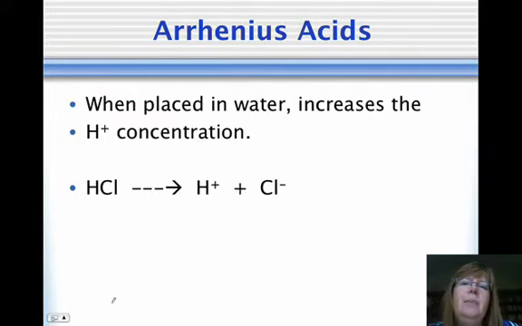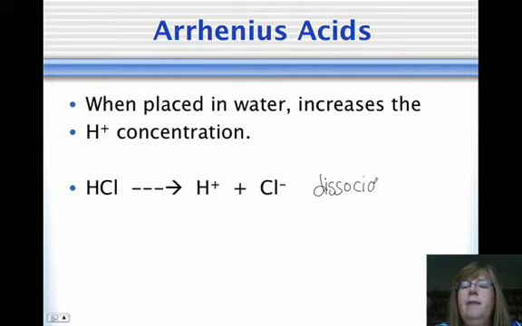Well, first of all, the first person who really seemed to define an acid was a Swedish scientist by the name of Arrhenius. That was his last name. He said that acids, when you put them in water, will increase the H+ concentration. Remember, we call H+ protons. So, in other words, HCl could be our good example. If we put it in water, it would come apart into the H+ ion and the chloride ion. And so, this is showing that the acid dissociates in water.